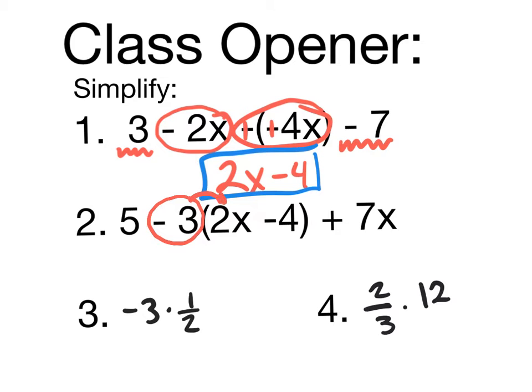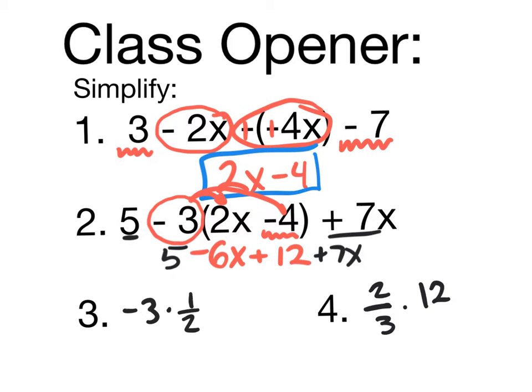Negative 3 times 2x, that'll give me a negative times positive is a negative 6x. Negative 3 times, I want to call this a negative 4 instead of a minus 4. Negative times a negative is a positive. 3 times 4 is 12. And then after that, I bring down the 5. This 5 that's in front, I bring it down. Bring down the plus 7x, bring that down.